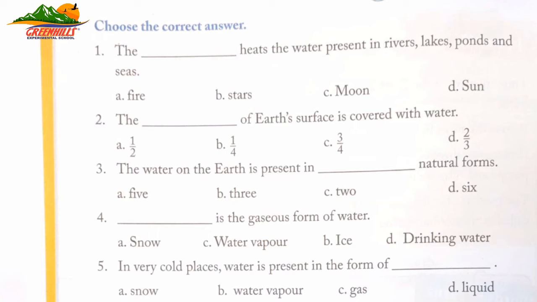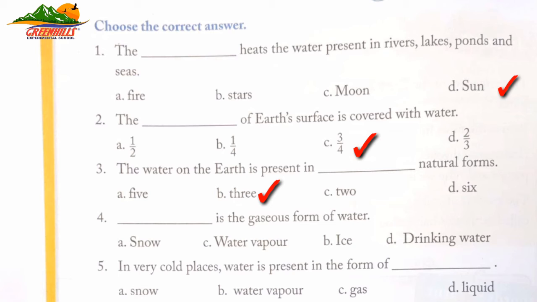Now first one. The sun heats the water present in rivers, lakes, ponds and seas. Answer is sun. Option D. Number 2. The 3/4 of Earth's surface is covered with water. Option C. Number 3. The water on the earth is present in 3 natural forms. Option B. Right.